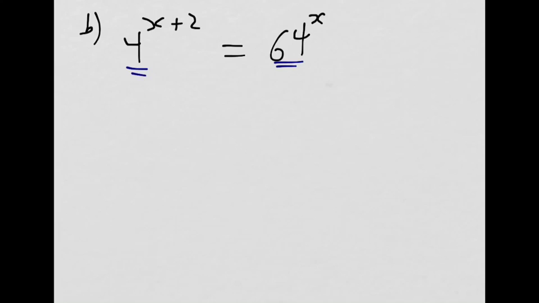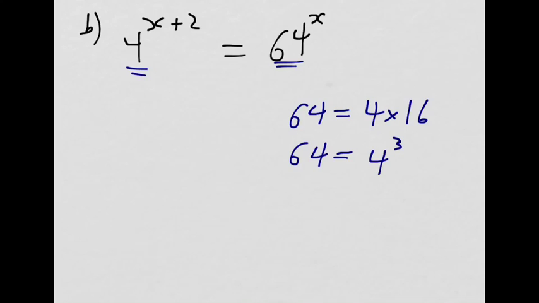How? If we multiply the 4 by 16. Okay, so I could rewrite 64 as 4 times 16. That's a little bit closer. 4 to the power of 3. That's even better. 64 is a power of 4. It's 4 to the power of 3.